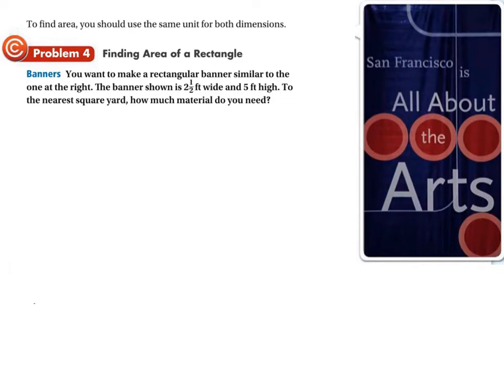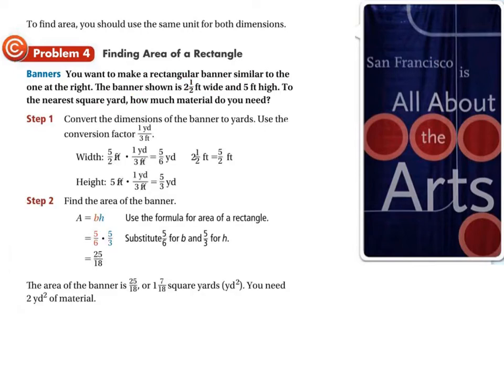But here's the instructions. You're finding the area of this banner for the San Francisco Arts. You want to make a rectangular banner that's similar to the one on the right. The banner shown is 2.5 feet wide and 5 feet high. And to the nearest square yard, notice they're giving it to you in feet, but you want it to the nearest square yard. How much material do you need? So we really want to convert these to the units that we want to be using. So that's what they're going to suggest that you do. And again, your problem will be slightly less tricky, but watch what you're doing here.